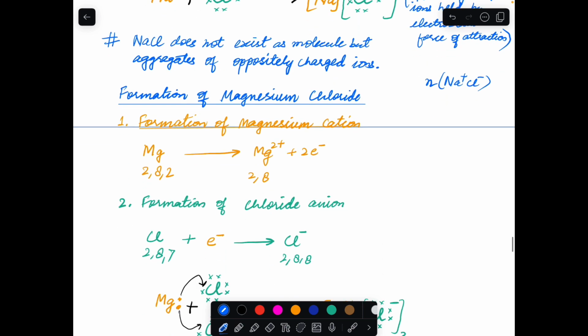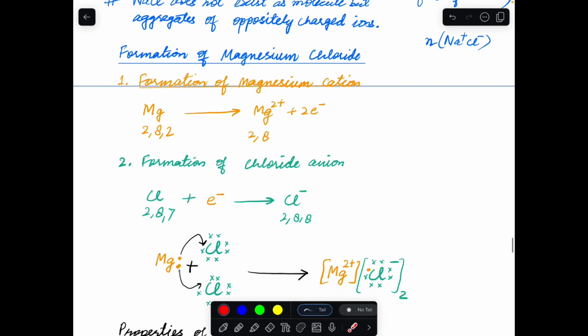Next is formation of magnesium chloride. Magnesium has atomic number 12, therefore the configuration is 2, 8, 2. There are 2 valence electrons. So magnesium has to remove 2 electrons to get the octet condition, therefore it will kick out 2 electrons and get the stable configuration of neon gas. And we have formation of chloride ion just like we did in the last case.